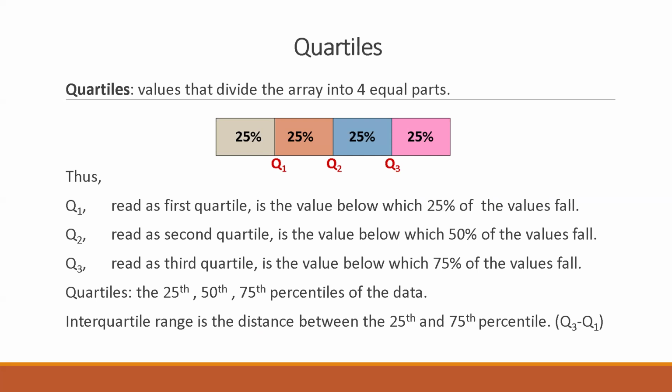Q3, read as third quartile, is the value below which 75% of the values fall. On the other hand, interquartile range is the distance between the 25th and 75th percentiles.